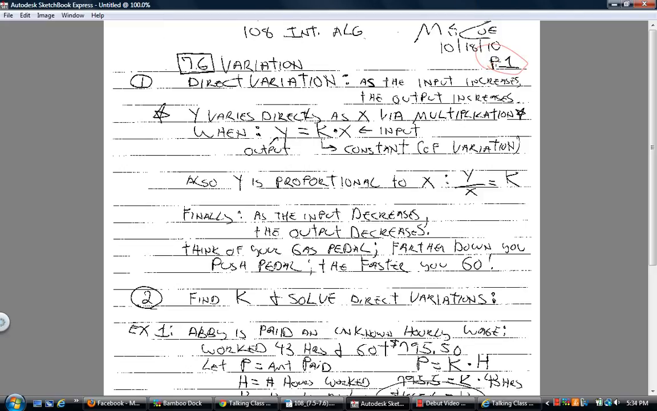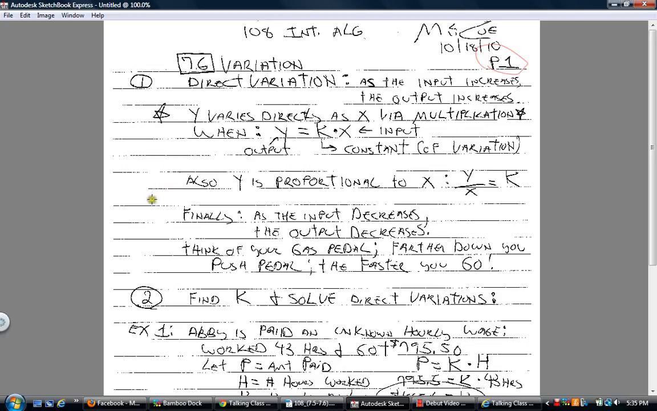We are going to tackle variation here in this section for page 1. These problems are dealing with concepts you're already familiar with, so let me just help you out here. If you look at my notes here, it says y varies directly as x increases or decreases via multiplication. Okay, so here's the idea.